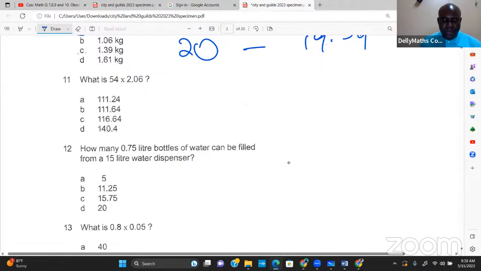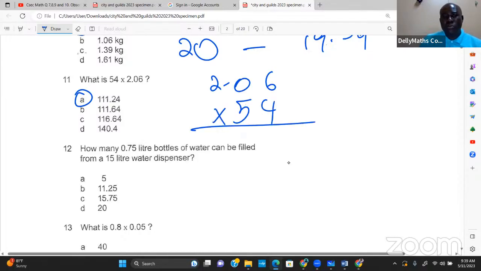Now we're multiplying 54 times 2.06. Definitely what you want to do is carry out your regular multiplication, all right? And you know that your answer right now is going to be this one here. You do regular multiplication, and then remember that it's 2 decimal places that we're working with after you're done. So you're checking out that one.